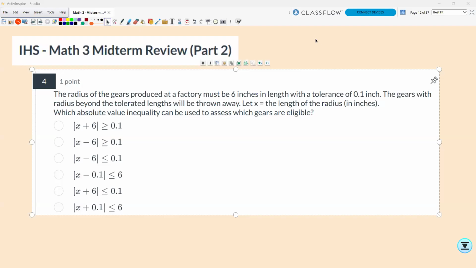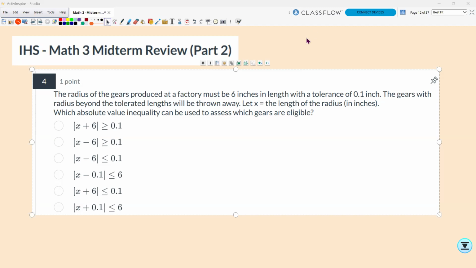Question 4. The radius of the gears produced at a factory must be 6 inches in length with a tolerance of 0.1 inch. The gears with radius beyond the tolerated lengths will be thrown away. Let x equal the length of the radius in inches. Which absolute value inequality can be used to assess which gears are eligible?